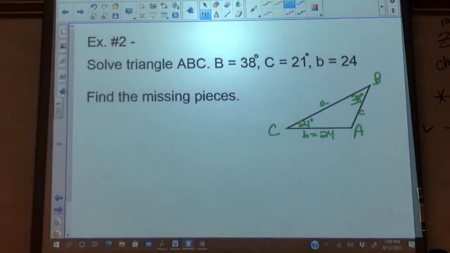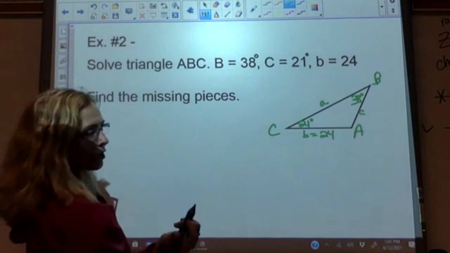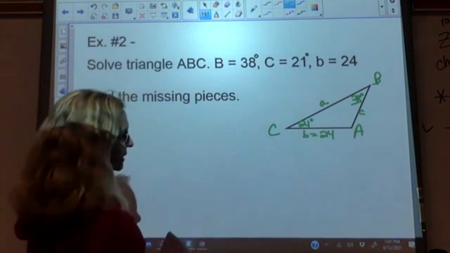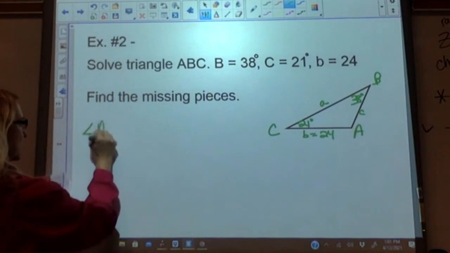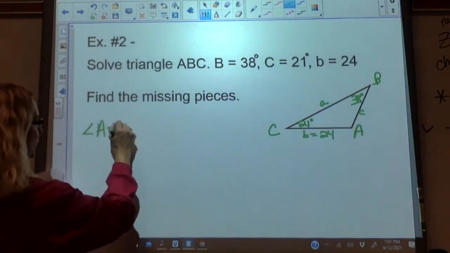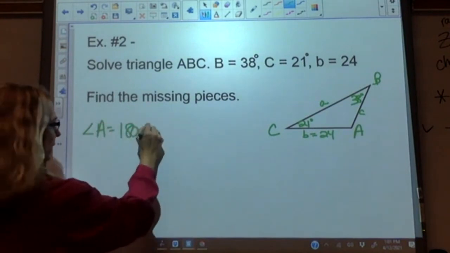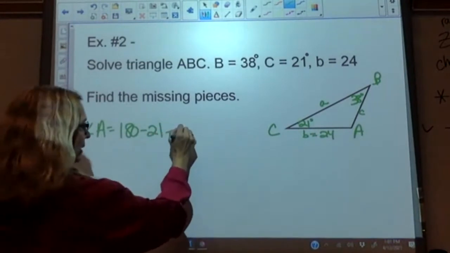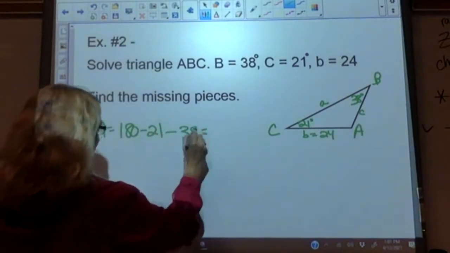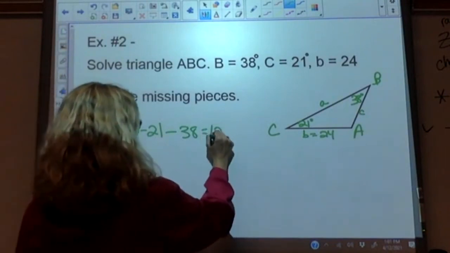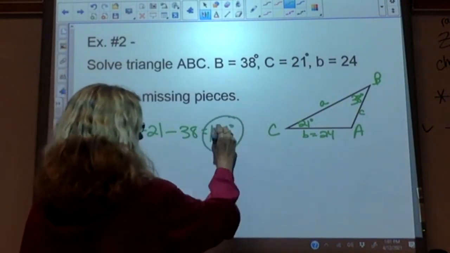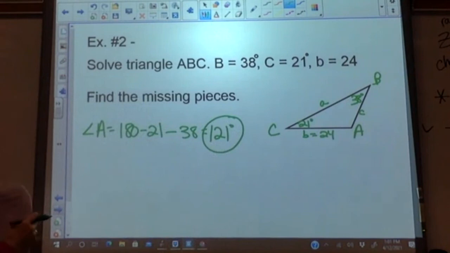Okay, so we're supposed to find all the missing pieces, or solve the triangle. So we're going to start off by finding the measure of angle A. Angle A would be 180 minus 21 minus 38. And when I subtract that, I get 121 degrees. Okay, so that's the measure of angle A.